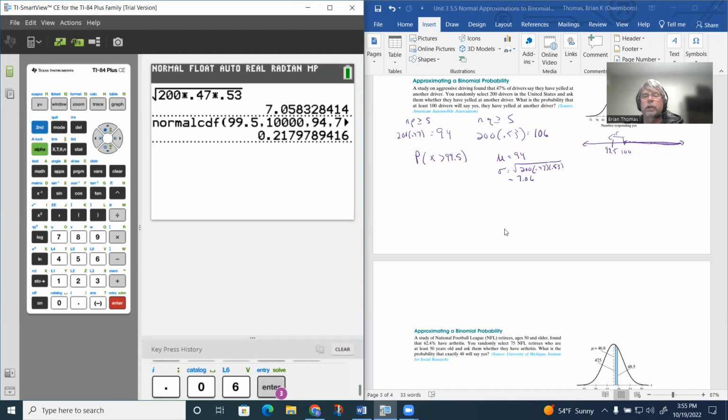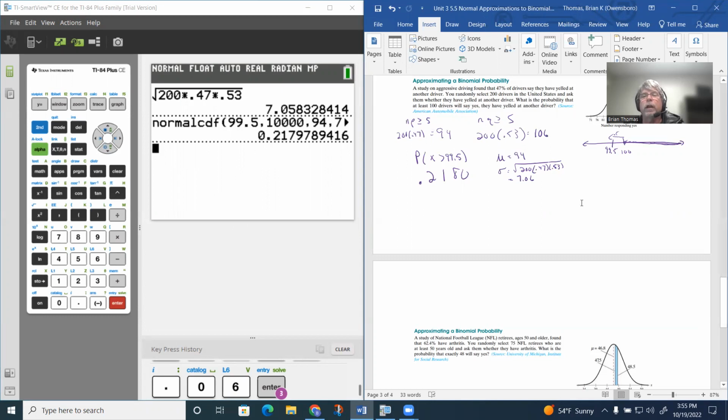Therefore, our probability then becomes 0.2179, which actually is going to round to 0.218, because that 9 has a 7 after it, and that 7 is going to tell me to round that 9 on up, so that 79 has to round to an 80. So that would be our probability, around 21%.